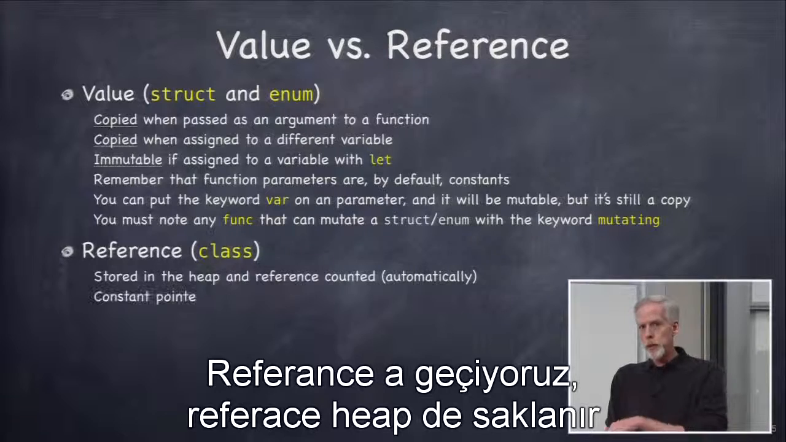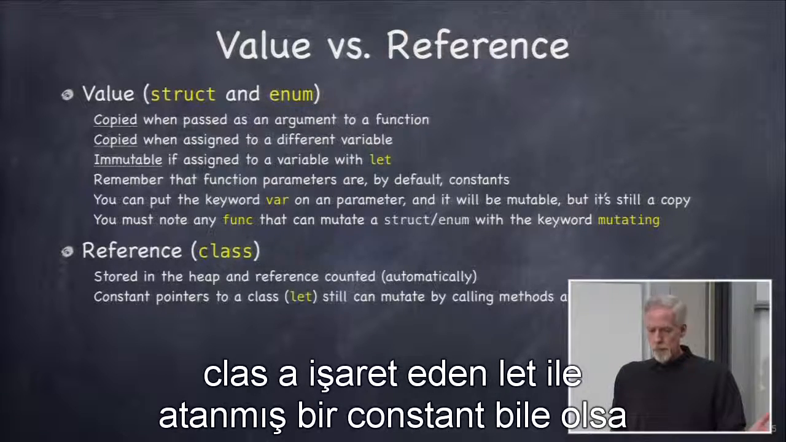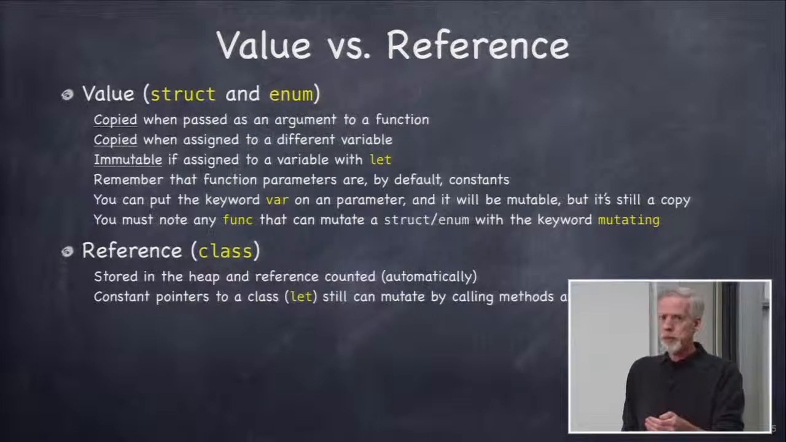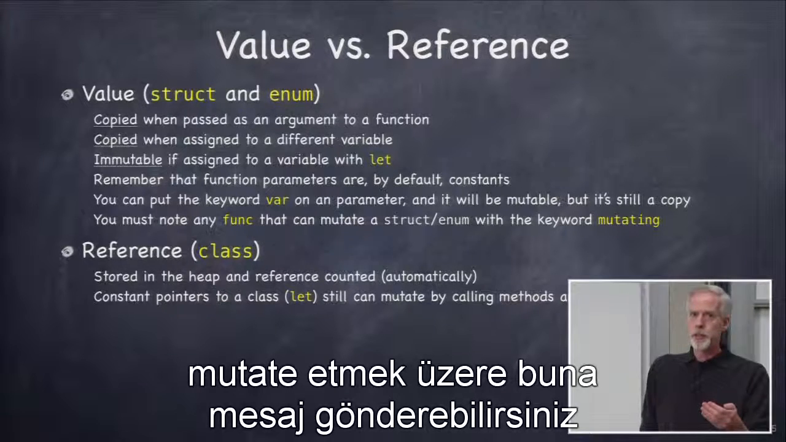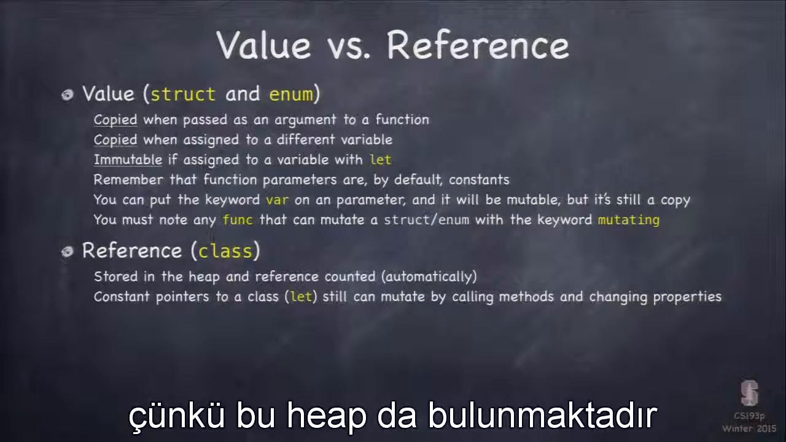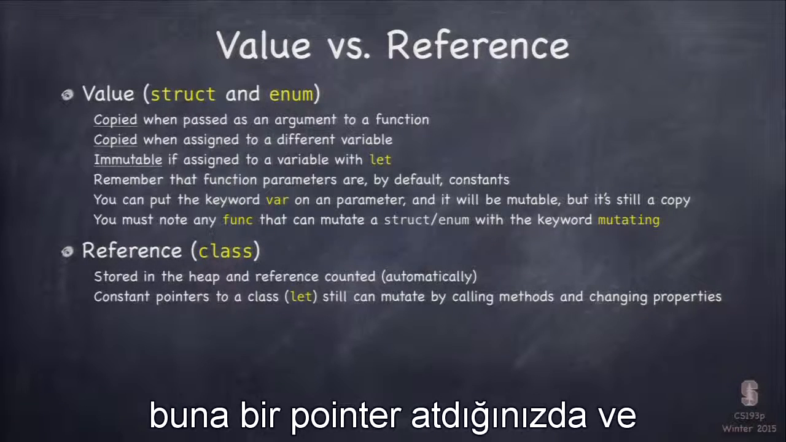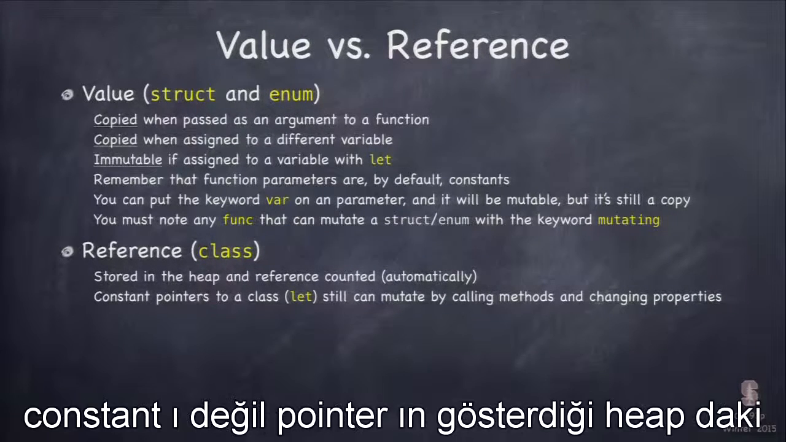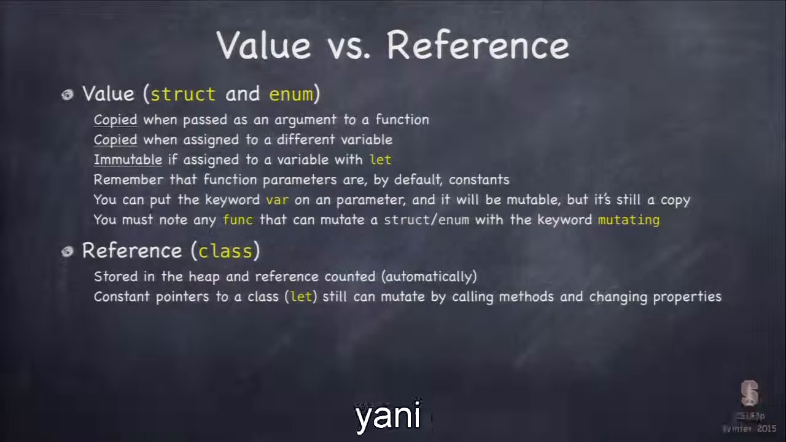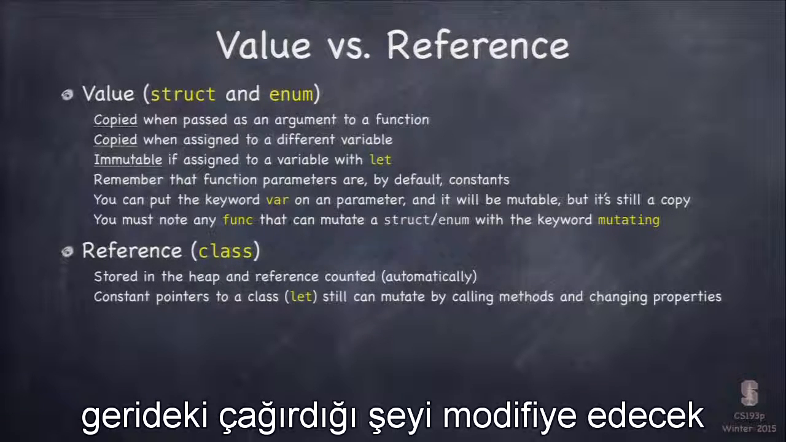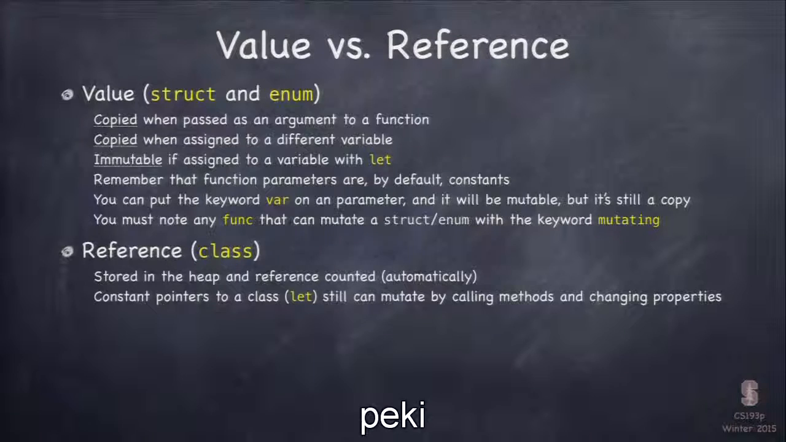So reference types are stored in the heap and reference counted. Even if you have a constant pointer to a class, let something equal the class, you can still send messages to that thing that can mutate it because it's in the heap. You have a pointer to it. And when you pass it to a function, you're passing a pointer to that thing. So if the function modifies it, it's modifying the thing back where it was called.